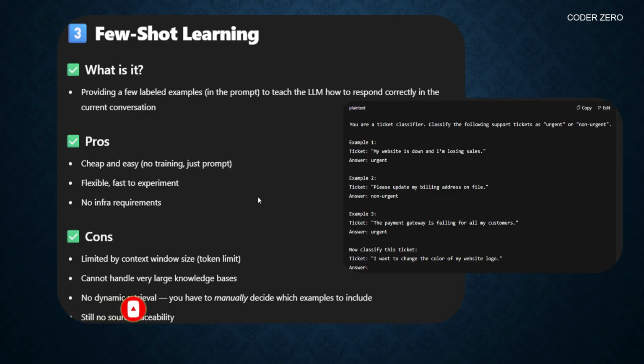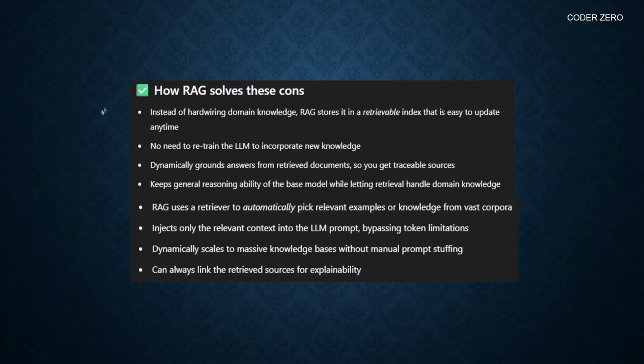Now to solve all these issues, we have RAG. Using RAG, instead of hardwiring domain knowledge, RAG stores it in a retrieval index that is easy to update anytime. No need to retrain the LLM to incorporate new knowledge. It dynamically grounds answers from retrieved documents, so you get traceable sources. It keeps the general reasoning ability of the base model while letting the retriever handle domain knowledge. So we are not changing the base model, we are using the base model as it is, and we are using a retriever to handle the domain knowledge.